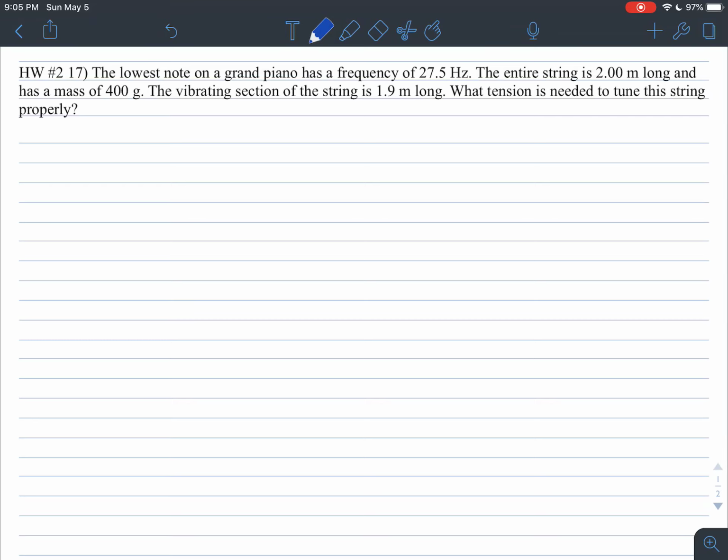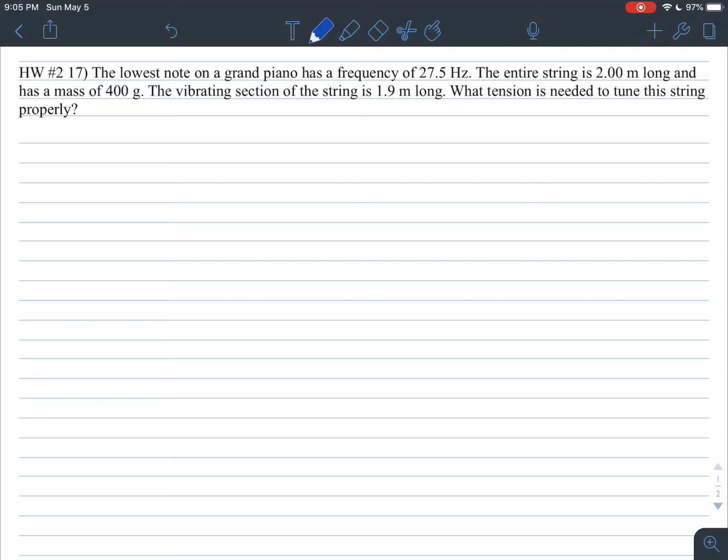Hello, I will be going over number 17 on homework number 2. In the problem, it states that the lowest note on a grand piano has a frequency of 27.5 hertz. The entire string is 2 meters long and has a mass of 400 grams. The vibrating section of the string is 1.9 meters long. What tension is needed to tune this string properly?